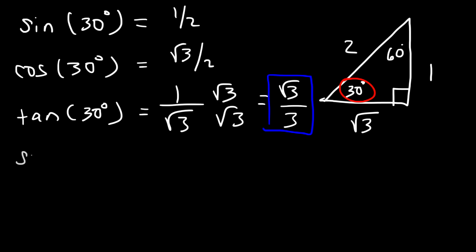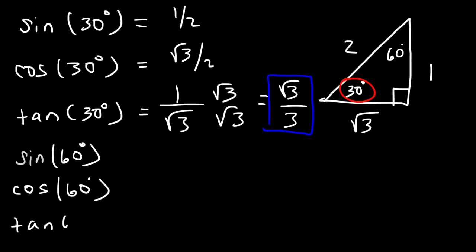Now, what about sine 60, cosine 60, and tangent 60? So now we're focused on this angle. Sine 60, that's going to be opposite divided by the hypotenuse.